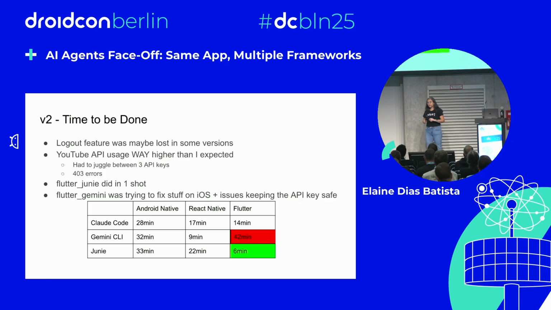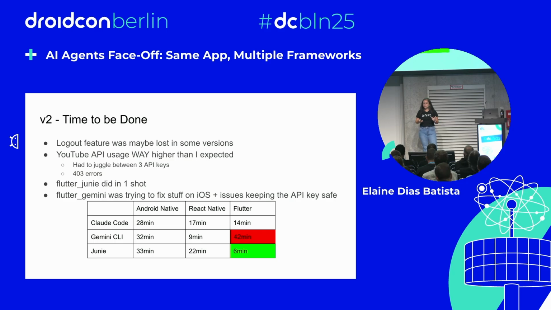I completely underestimated the usage of the YouTube API because I was doing so much in so little time. Actually, the quota is 10,000 requests per day. And I was seeing some errors. Sometimes there were no logs, there were no details.